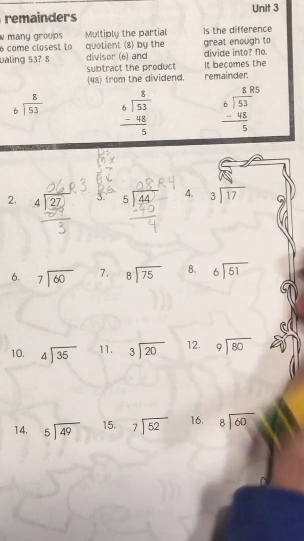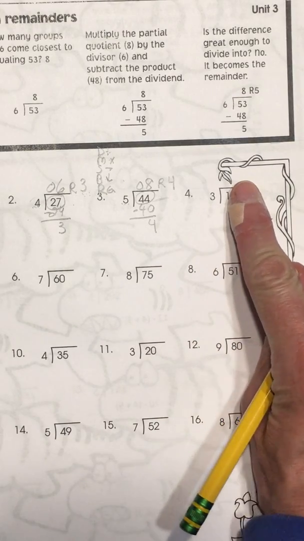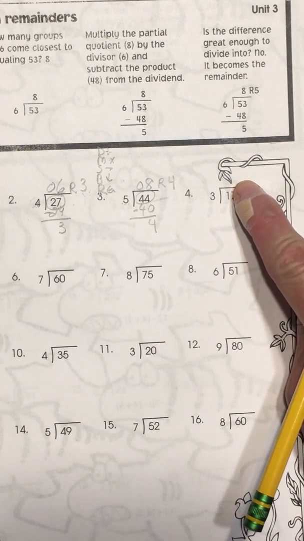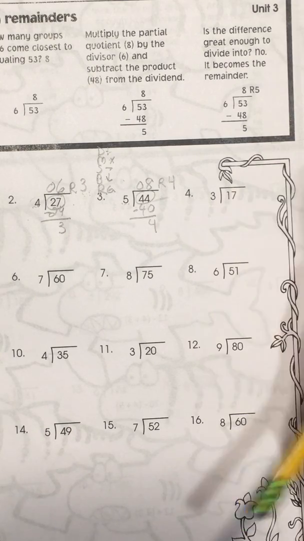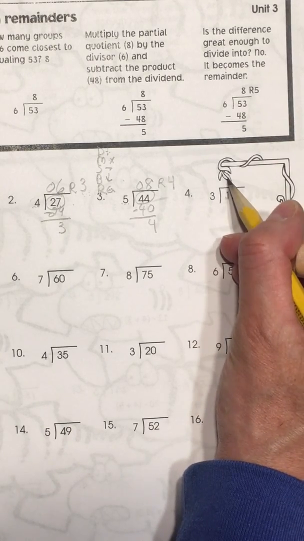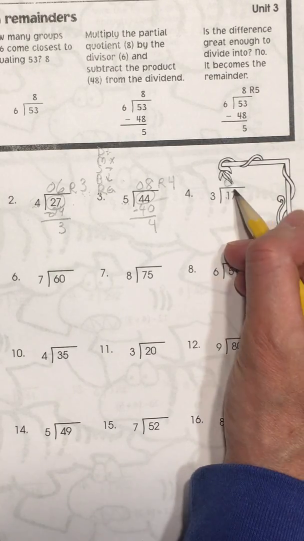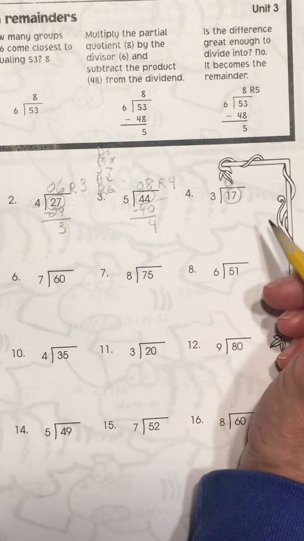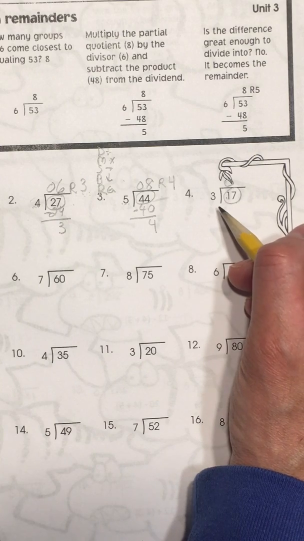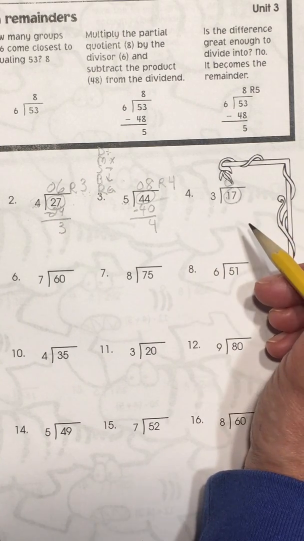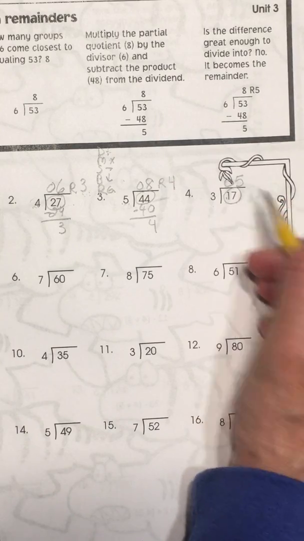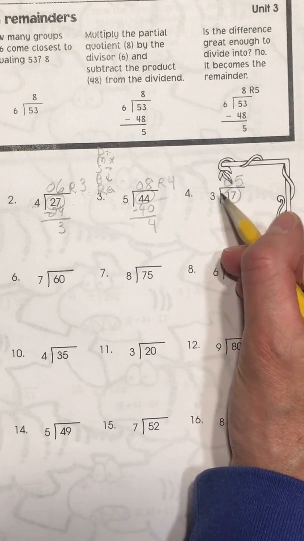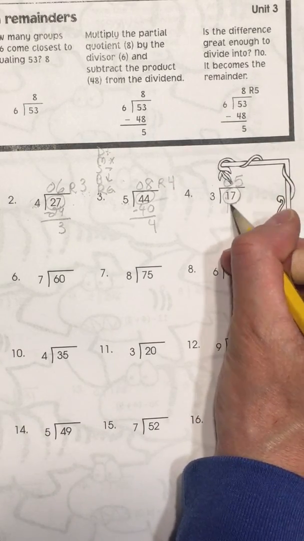Number 4. Again, we only look at one number at a time to start with. I look at the 1. Can 3 go into 1? No. So now I have to look at the whole number, 17. How many times can 3 go into 17 without going over? And I know 5 times 3 is 15.